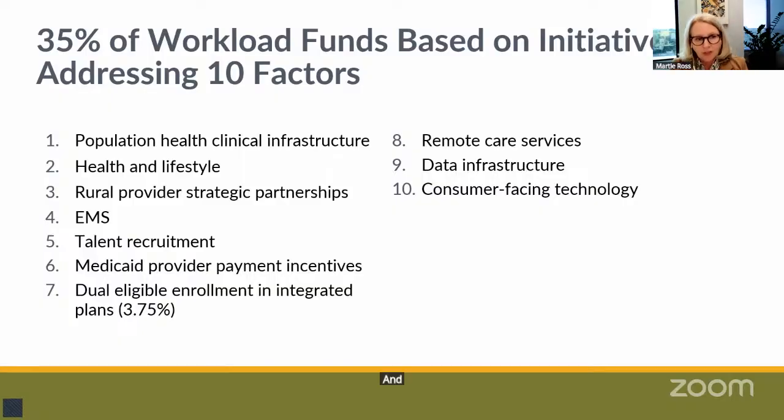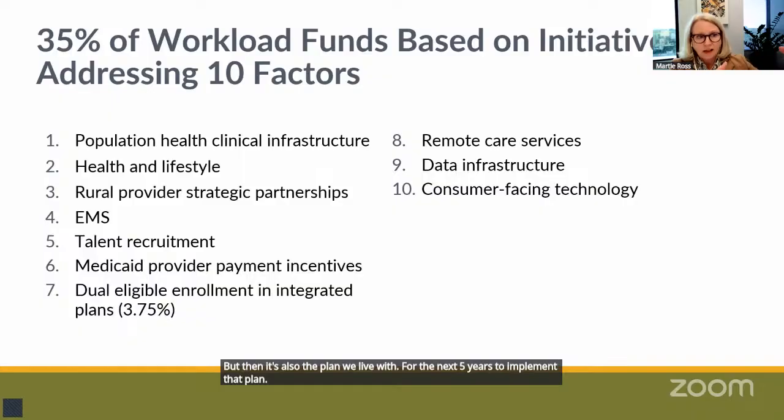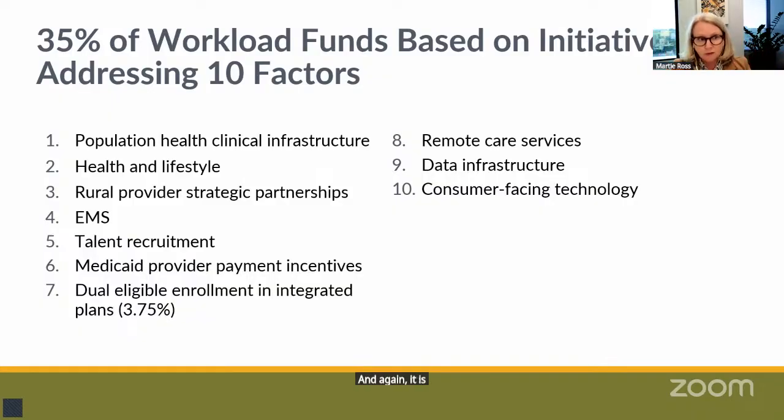And thus, what we implement going forward is the plan that reflects this work. So yes, it's how we're scored and it's how much money we get, but then it's also the plan we live with for the next 5 years to implement. And again, it is more prescriptive than we had anticipated. This is simply not a pile of money handed to the state where the state is then going to make grants to organizations that apply for money. That's not what this is.